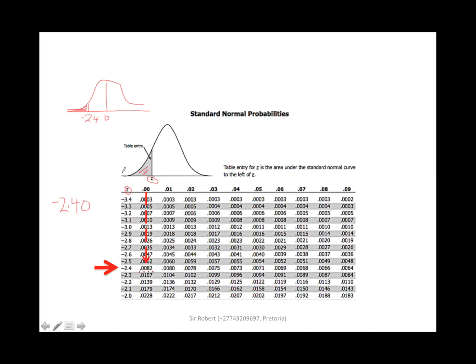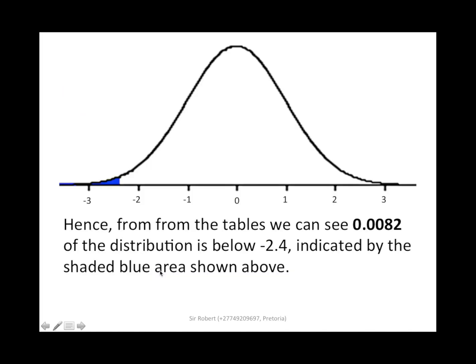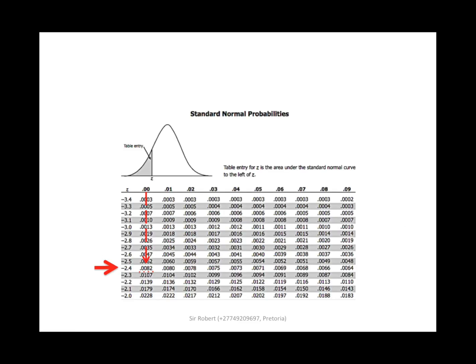portion, which is equivalent to the area or the probability on this side. So this area is represented by 0.0082. So this is your portion. Hence, from the tables, we can see that 0.0082 of the distribution is below minus 2.4, indicated by the shaded blue area above.